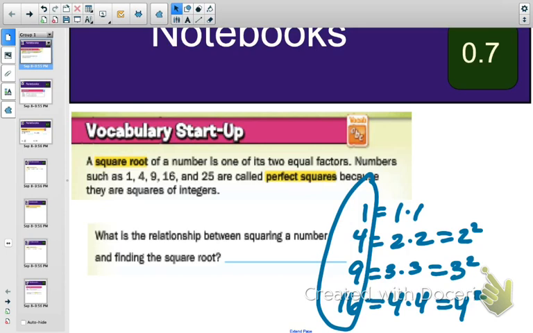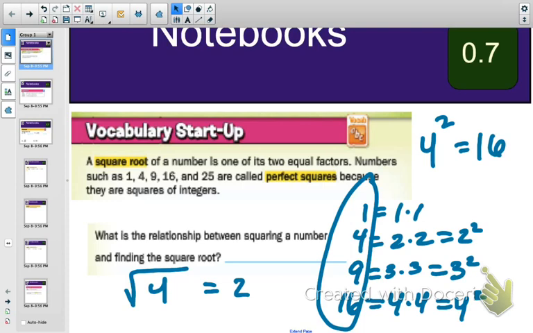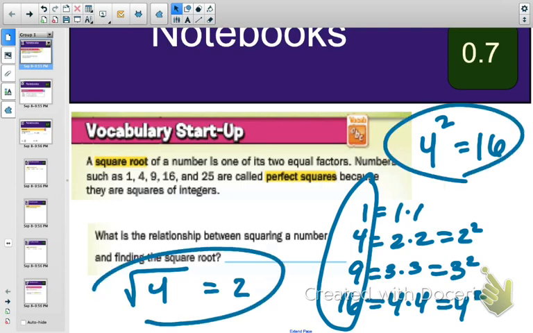What is the relationship between squaring a number and finding a square root? Those are inverse operations. Squaring a number means, let's say I have 4 and I'm squaring it, that means I'm doing 4 squared, which is 16. However, if I'm square rooting 4, that means I'm saying what times itself equals 4, and that would be 2. So those are inverse operations, they're opposites.